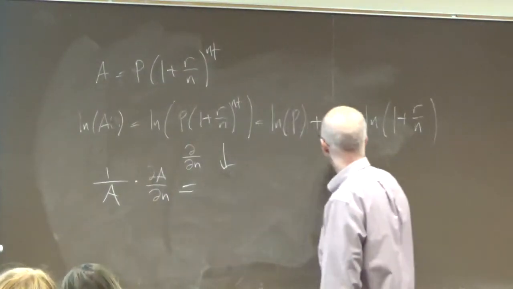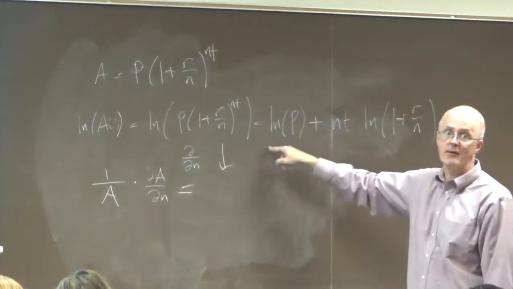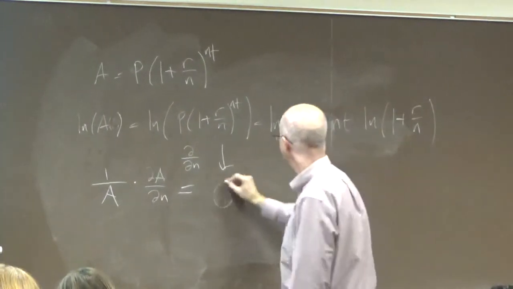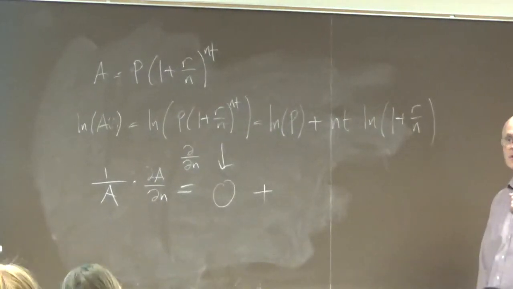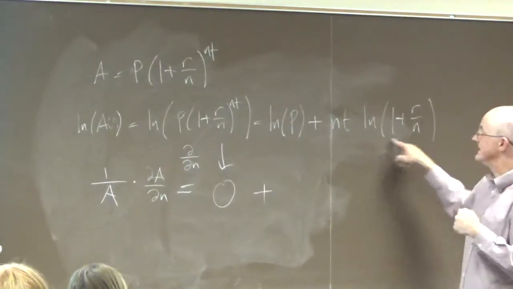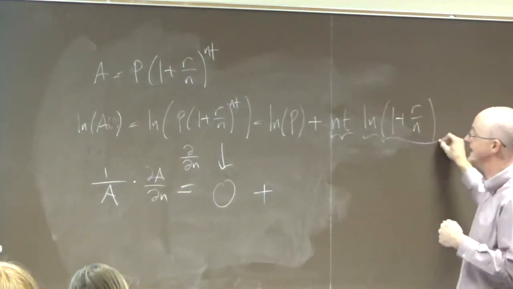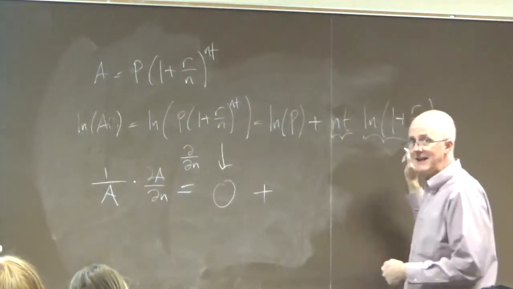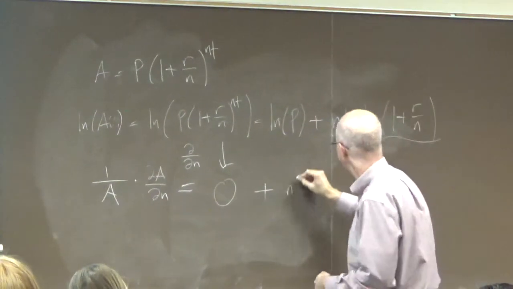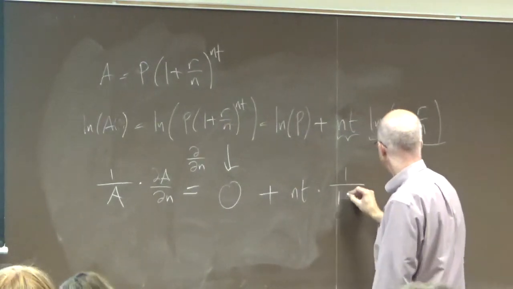What about the right-hand side? P is a constant in this calculation. Therefore, natural log of p is a constant. That differentiates to 0. Yay. We like it when things differentiate to 0. Here there are n's. In fact, it's a product of two functions of n. I need the product rule. Left d right plus right d left. Left d right. Oh, I need the chain rule again.